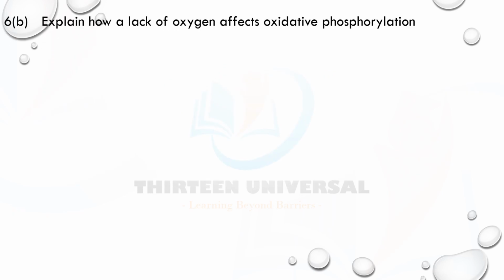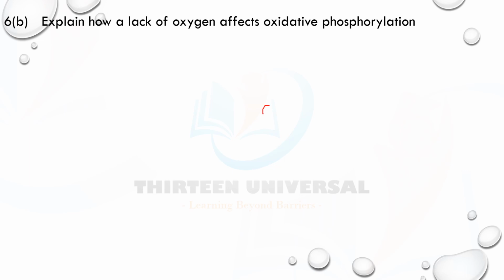Explain how a lack of oxygen affects oxidative phosphorylation. So if oxygen is not present, what happens? The first question you ask yourself is, what is the role of oxygen? Pause the video and try to solve it. Oxygen is the final electron acceptor. If you remember the electron transport chain, oxygen is the final electron acceptor.